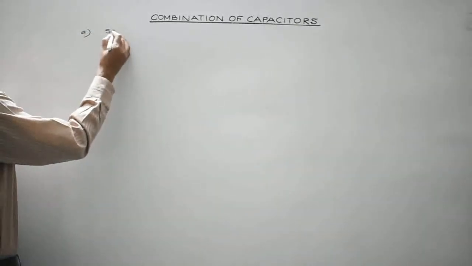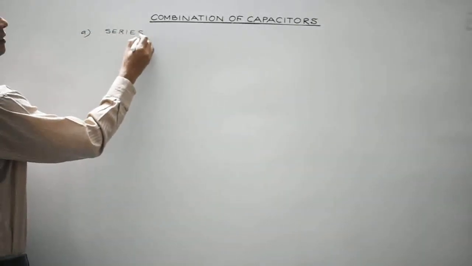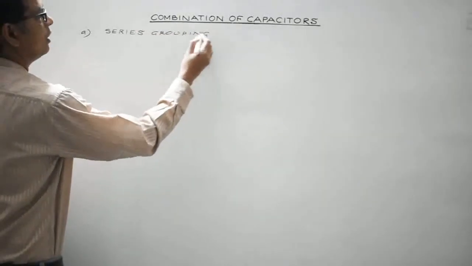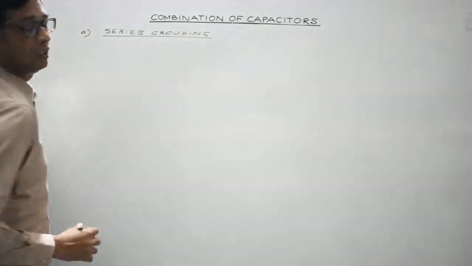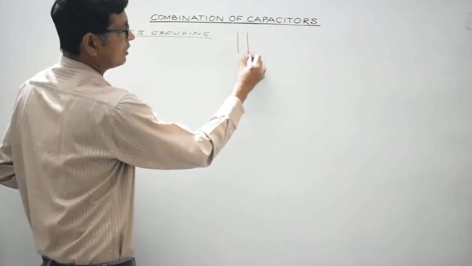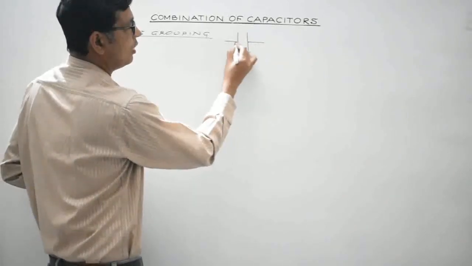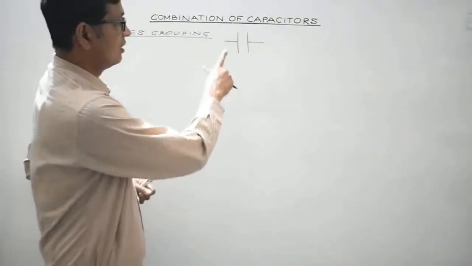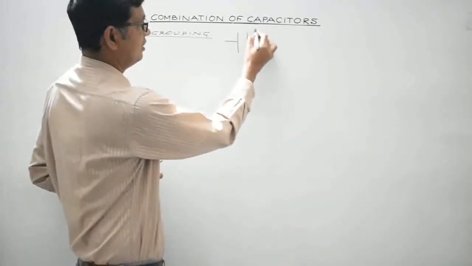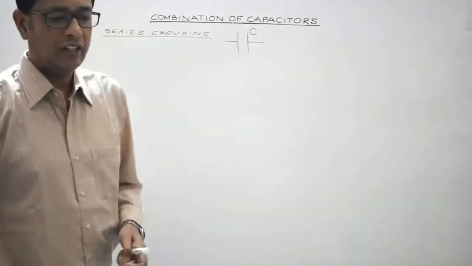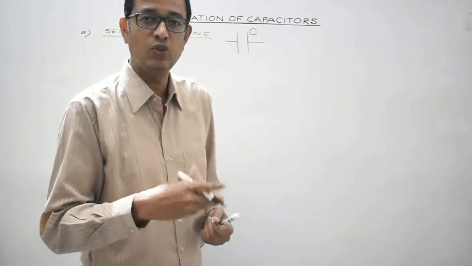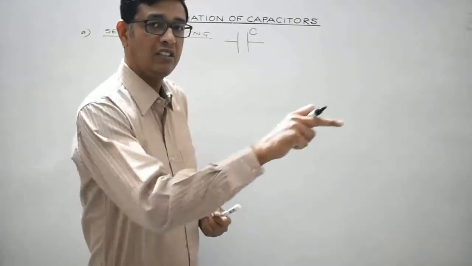So, first article we will discuss the series grouping. Now, capacitor, as you are aware, the symbol of a capacitor is like this. It's represented by two parallel lines, right? It's the symbol of a capacitor having a fixed value of capacitance, say C. Now, let us consider three capacitors having capacitances C1, C2, C3 to be connected in series.